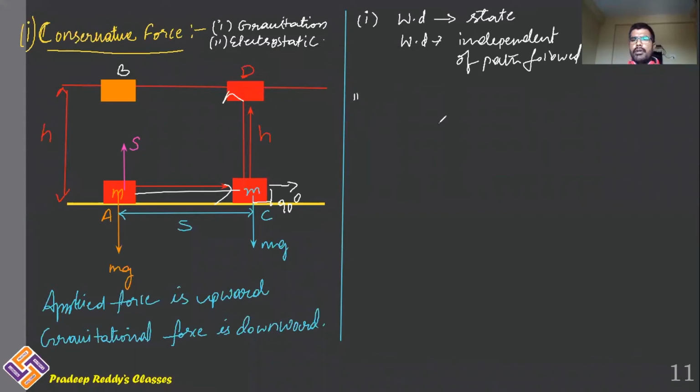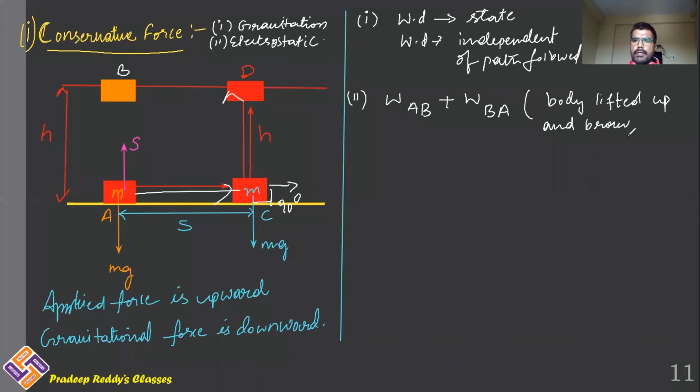And now let us learn one more new thing. Here we are taking the object from A to B, or you can take the object from A to C and C to D. For example, if you are taking the object from A to B and again from B to A, work is done when you are moving an object from A to B, and work is done when you are bringing the object from B to A. That means the body is lifted up and brought down to the same initial position.